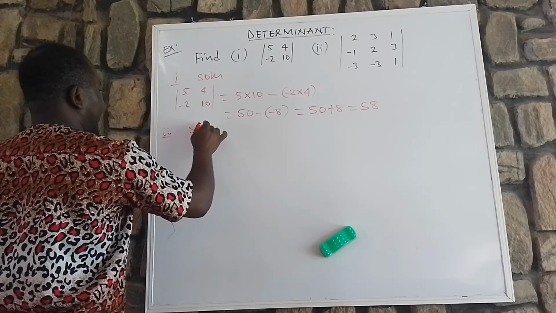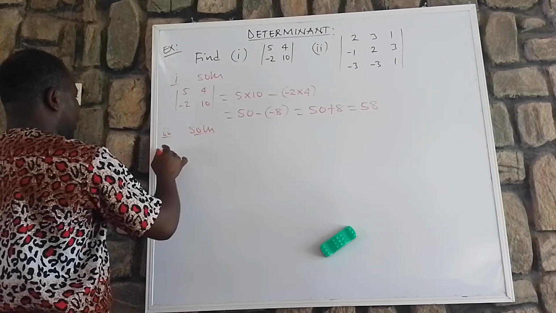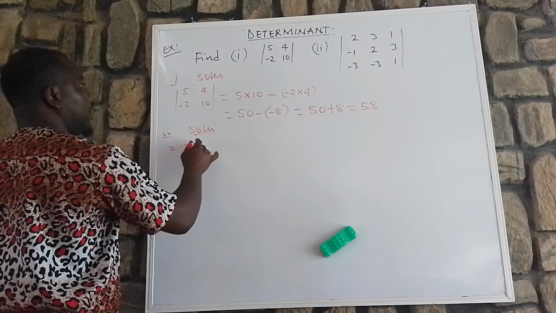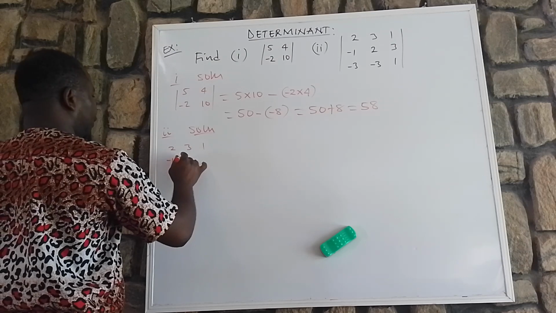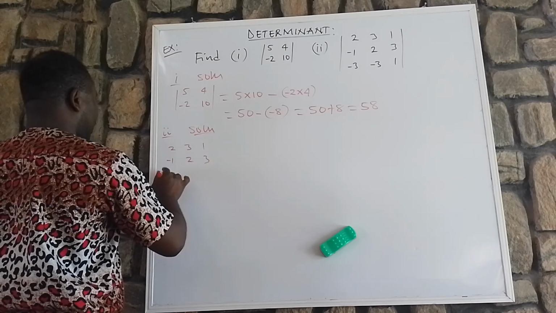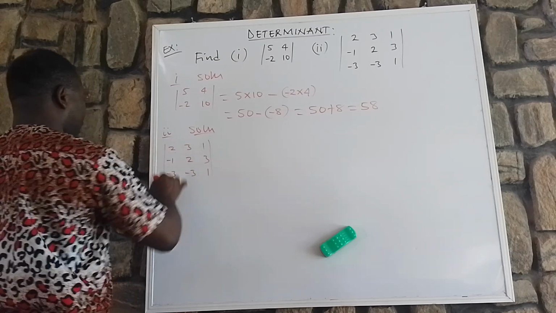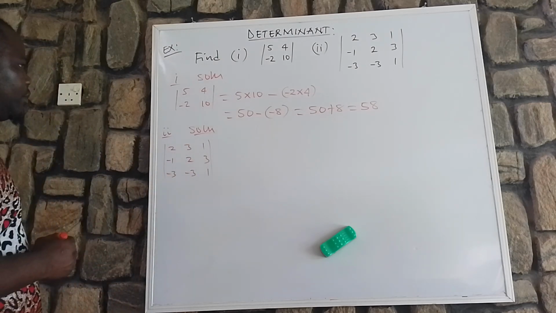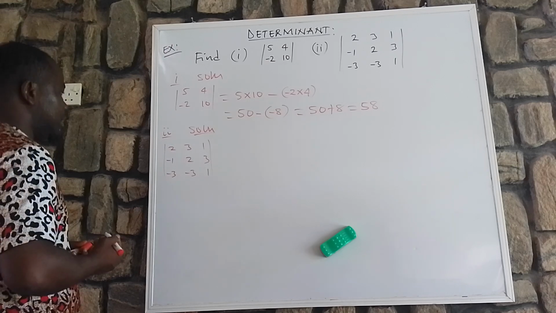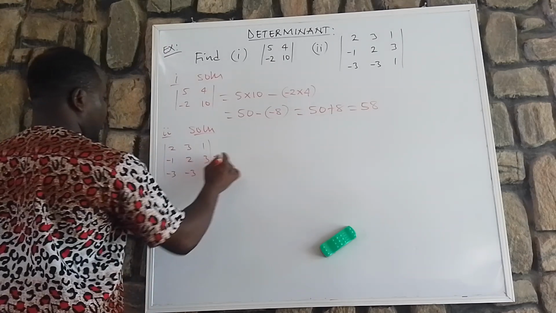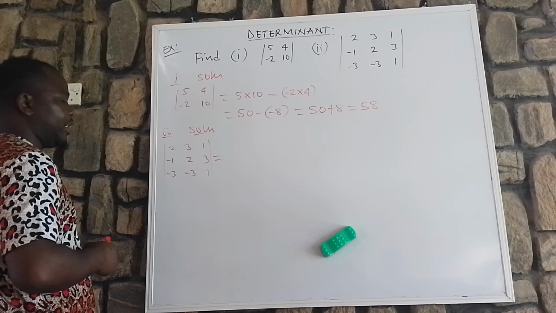Our II, simple as ABC, the same way. 2, 3, 1 minus 1, 2, 3 minus 3 minus 3, 1. Okay, so if you agree with me, I told you that we are going to use the same method.